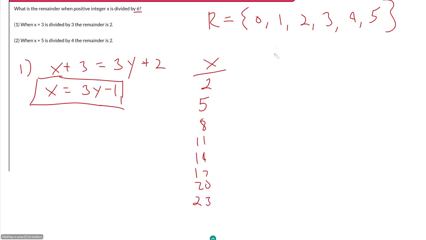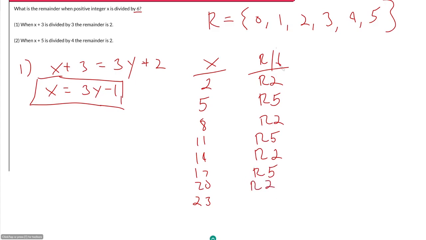So if we want to know what the remainder is when we divide by 6, let's see what we get. So 2 divided by 6, that would be 0, remainder 2. 5 divided by 6, that would be 0, remainder 5. 8 would be 1, remainder 2. And so it looks like we have a pattern here, alternating between 2s and 5s. Here would be 1, remainder 5. 14 over 6 would be 2, remainder 2. 17 over 6 would be 2, remainder 5. 20 over 6 would be 3, remainder 2. 23 over 6 would be 3, remainder 5.